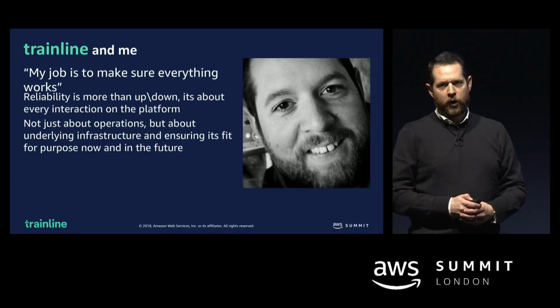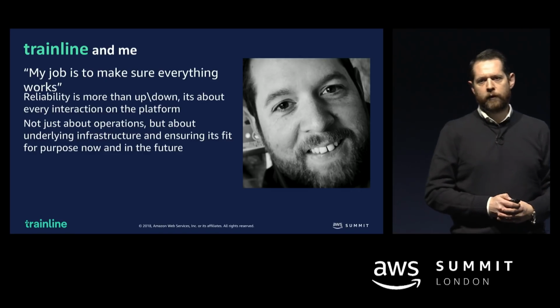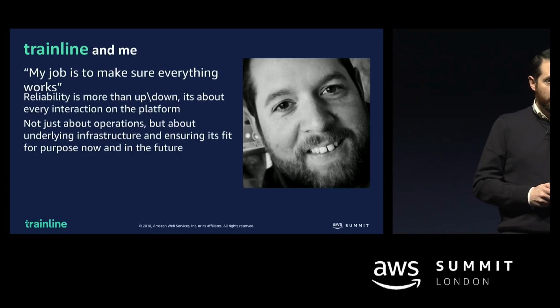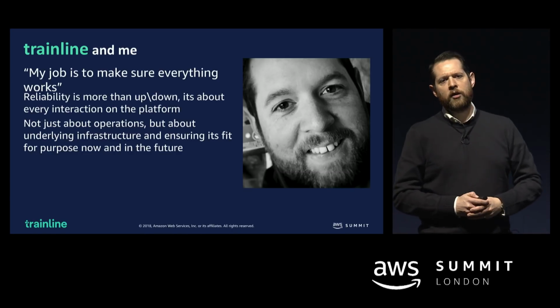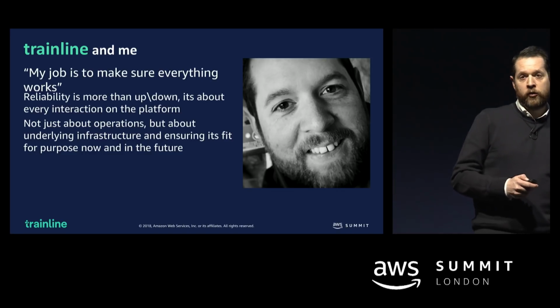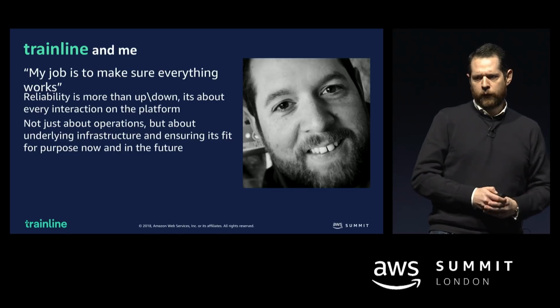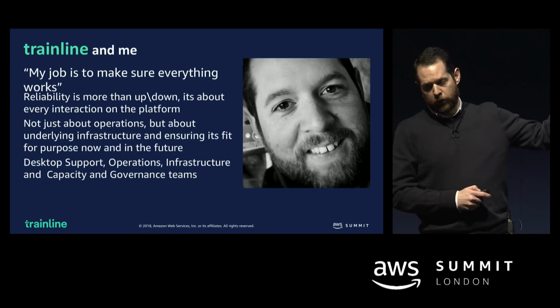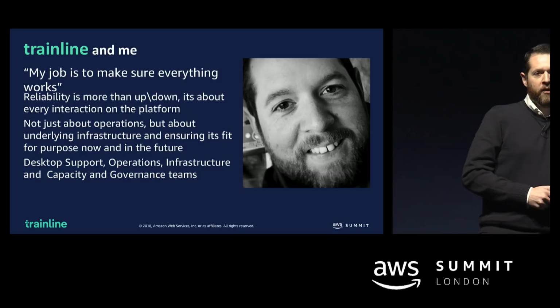But it's not just about the operational side. To do that, we have to be looking at the future. We have to know what our customers want. And for me, that's both external customers, hopefully in the room, and actually internal customers, so dev teams. What's the actual infrastructure and AWS provisions that they need to help our customers and to move forward? To do that, I have some standard teams: desktop support, ops, infrastructure, and capacity and governance.